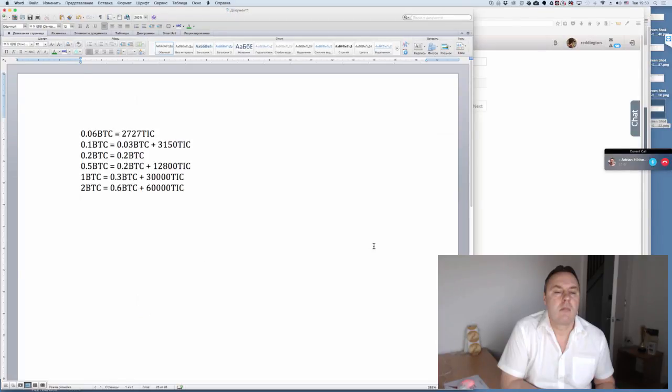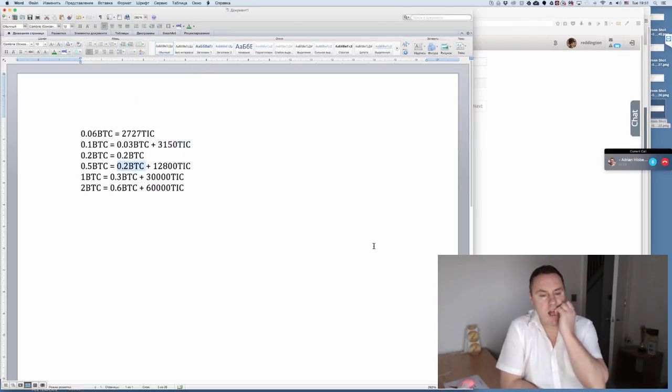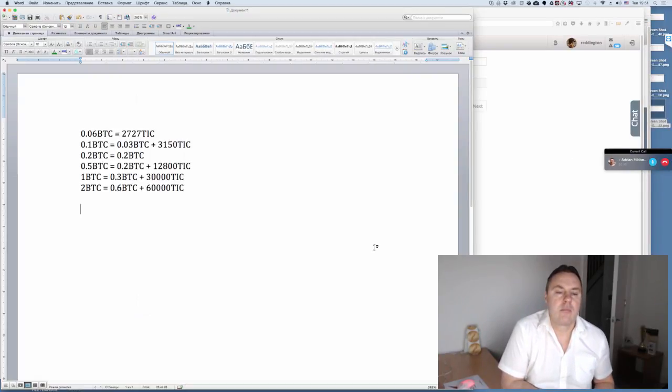They create several packages. The first packages: 0.06 bitcoins, 0.1 bitcoins, 0.2 bitcoins, 0.5 bitcoins, 1 bitcoin, and 2 bitcoins. These are the packages. Every member can buy any of these packages. And some of them are a mix, Bitcoins plus ticks. Why? Because, for example, you, Adrian, decided to join. You deposit, I don't know, one BTC, and you want to buy this package, you must buy 30,000 ticks first. And how much is 30,000 ticks?